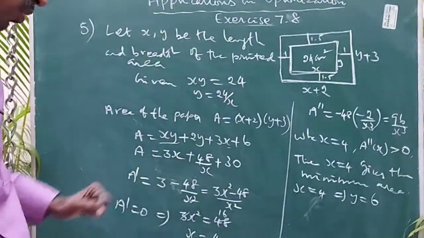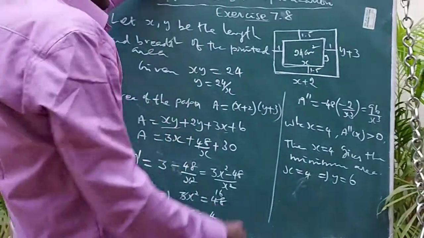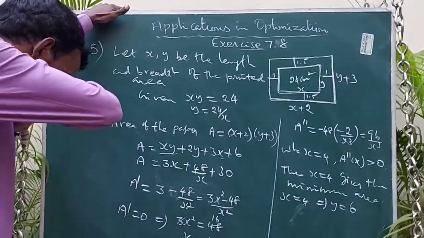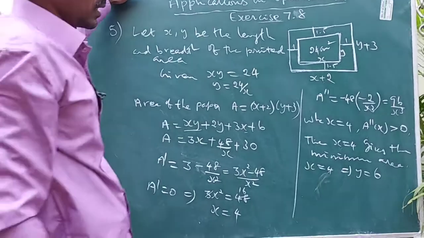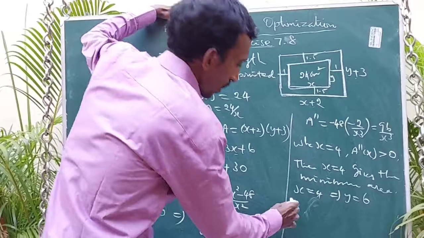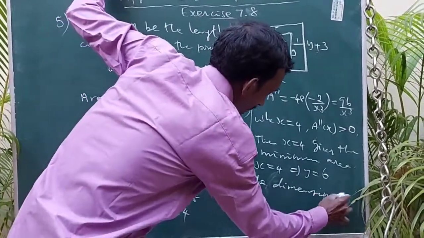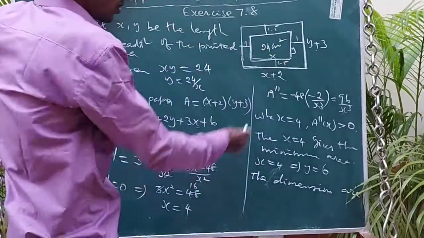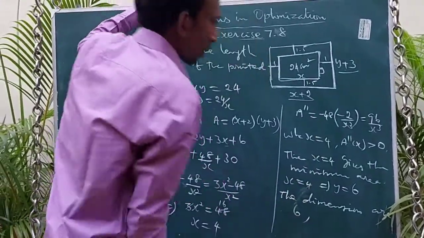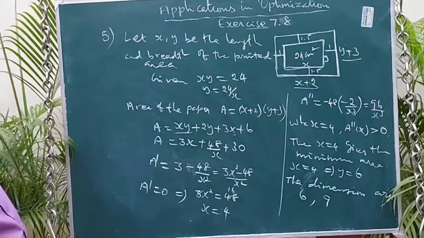My dear student, listen, this is not the answer. They are asking, what should be the dimensions of the page? That means x plus 2 and y plus 3 are the answers. So the dimensions are, don't forget to write x plus 2 and y plus 3. So 4 plus 2, 6, and 6 plus 3, 9. They are the required dimensions.